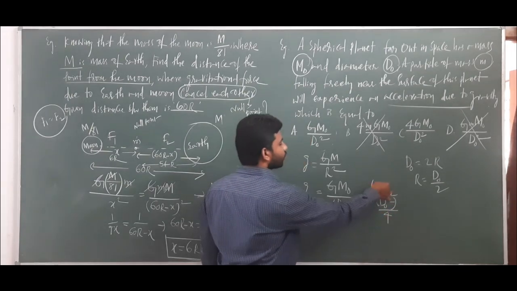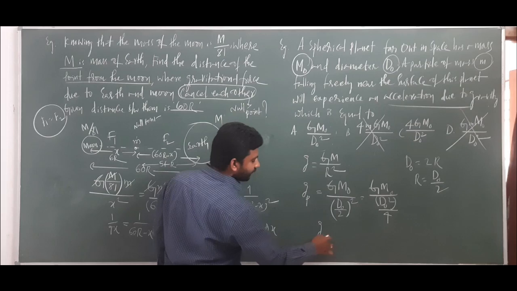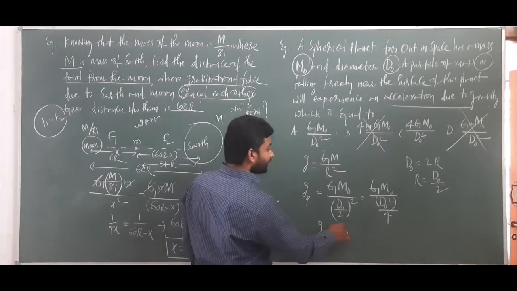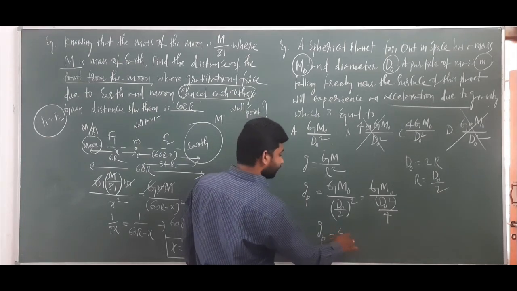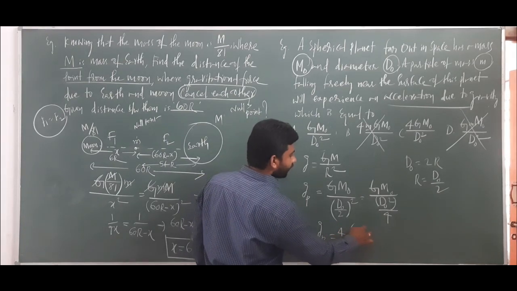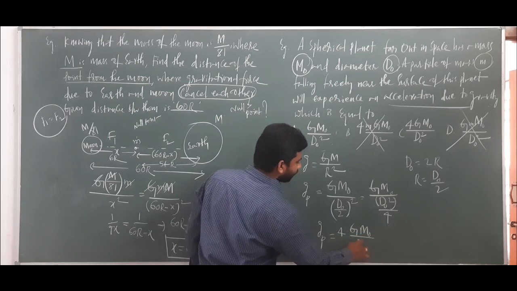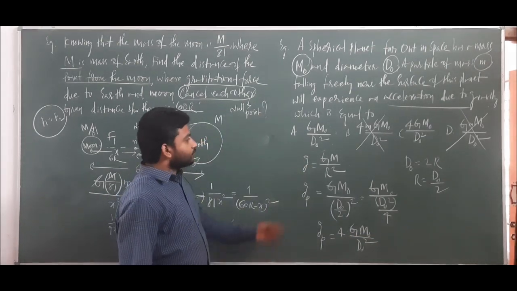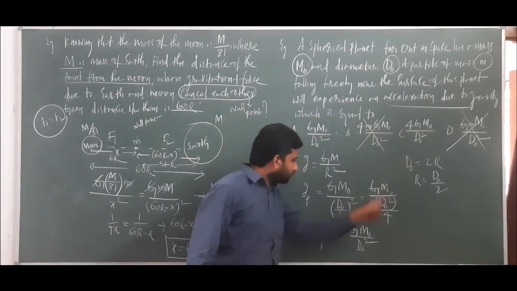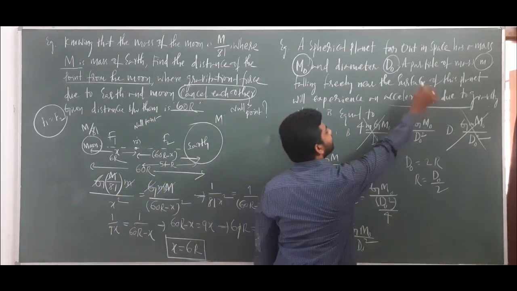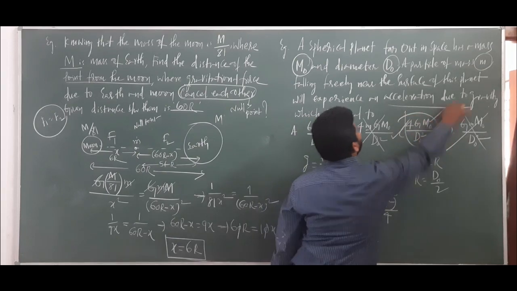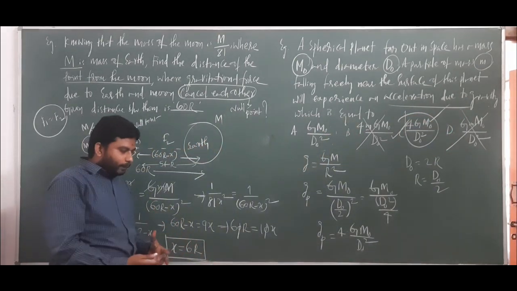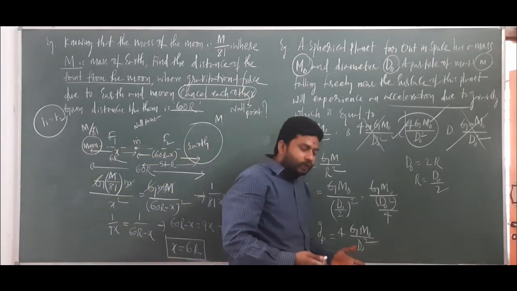So this 4 goes to the numerator. Your answer will be that the acceleration due to gravity of that planet can be written as 4 into G into M0 by d0 whole square. So where is the option? You identified it: 4 G M0 by d0 square. This is the correct answer. Like this, numericals also will be asked. Hope it's very clear to you about acceleration due to gravity.